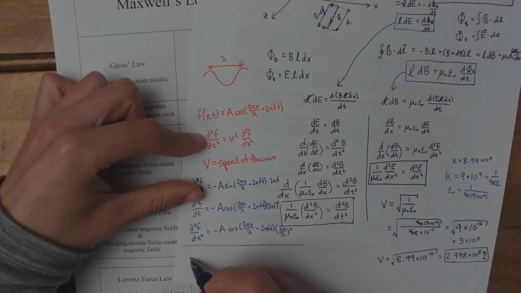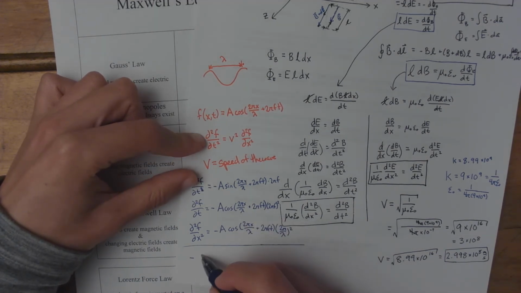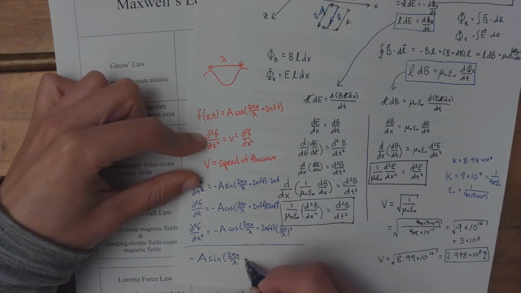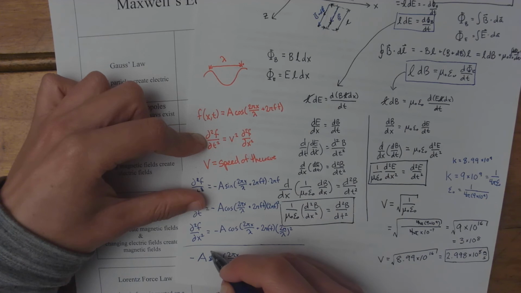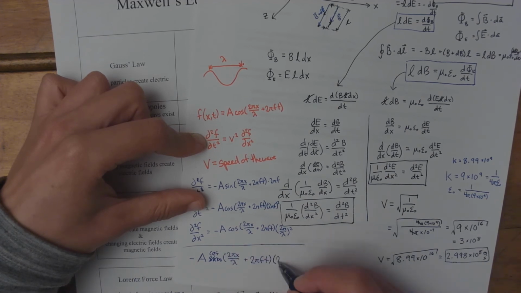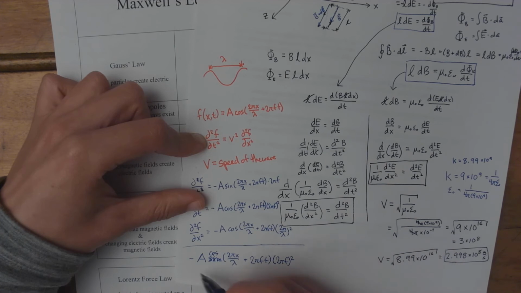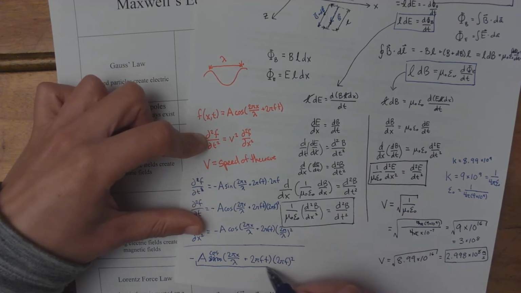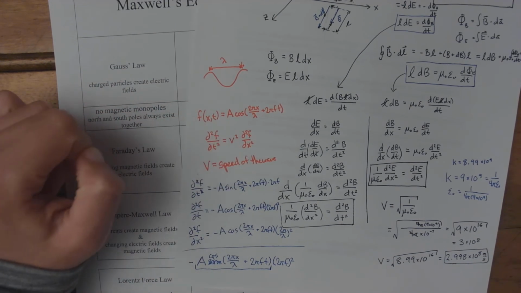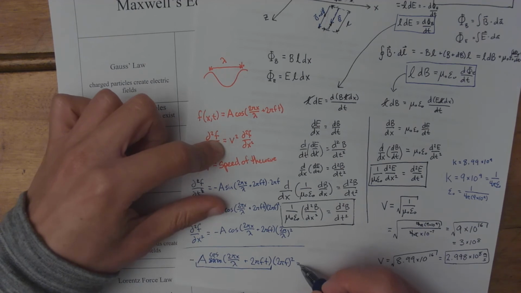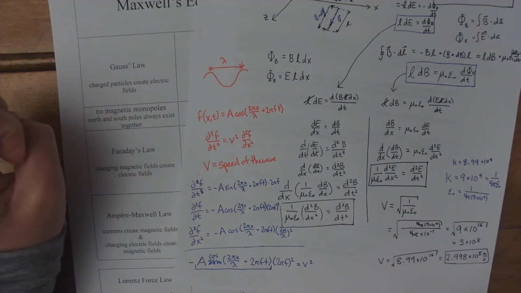So I have minus a times sine of 2 pi x over the wavelength plus 2 pi ft. All of, whoops, no, that was the wrong one. It was supposed to be a cosine times 2 pi f squared. So all of this here was just my original function. And then this is equal to b squared.